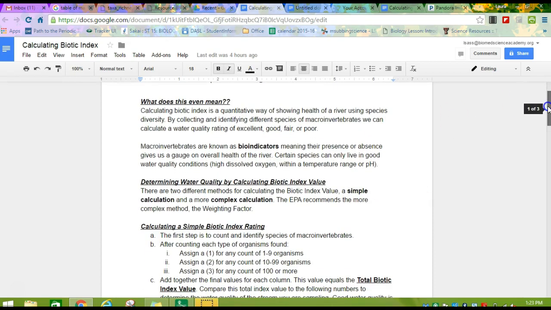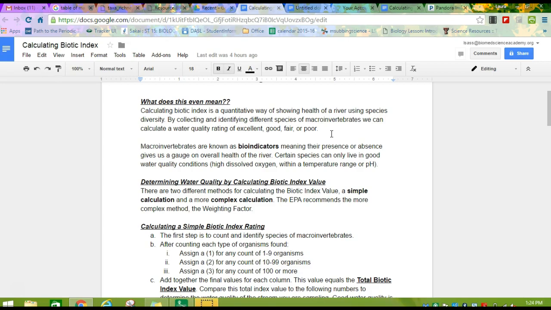So just to go over some of these points of this document, and this is what you have. A biotic index is simply a way to show quantitatively, meaning using numbers, the health of a river by looking at species. In this case, we're looking at what are known as macroinvertebrates. So we spent some time on Thursday identifying different macroinvertebrates and looking at their characteristics. And so we use either the presence or the absence of those macroinvertebrates to get a gauge. In that case, our gauge is really our water quality rating with excellent, good, fair, or poor, based on how many we find and based on what species we find.